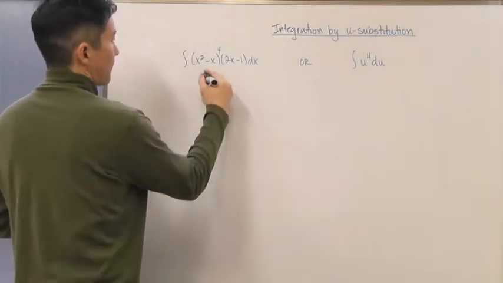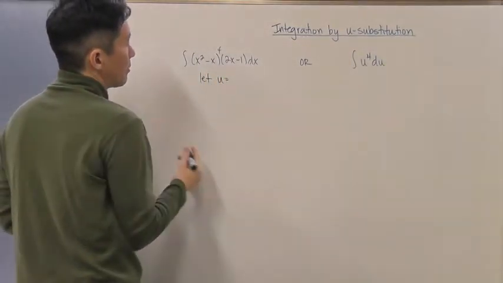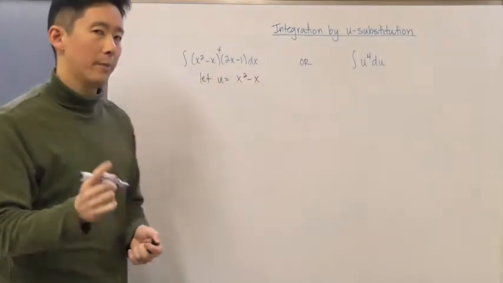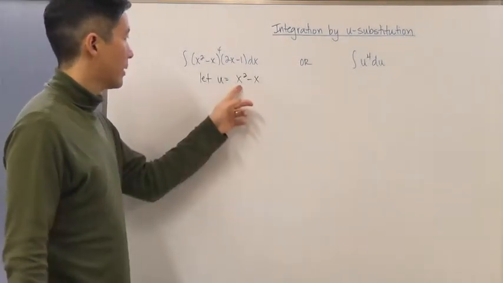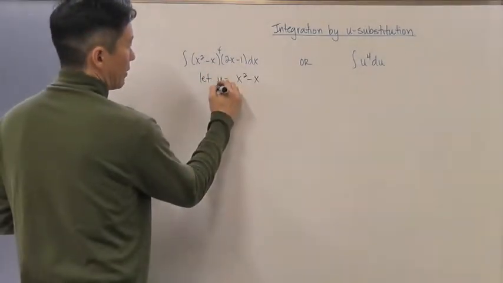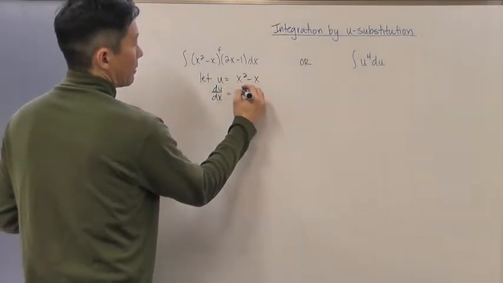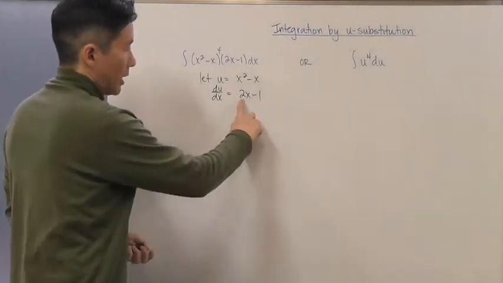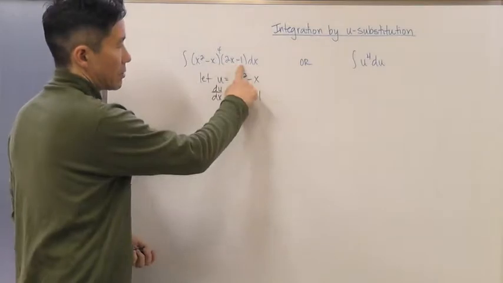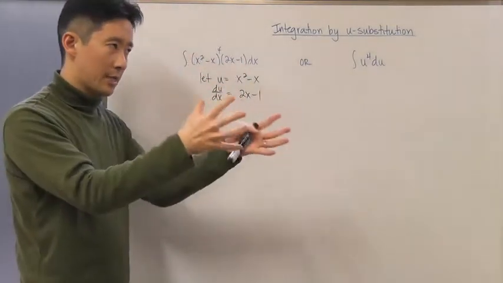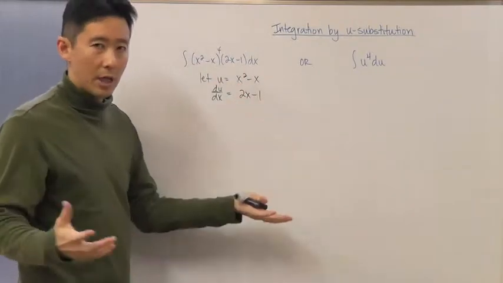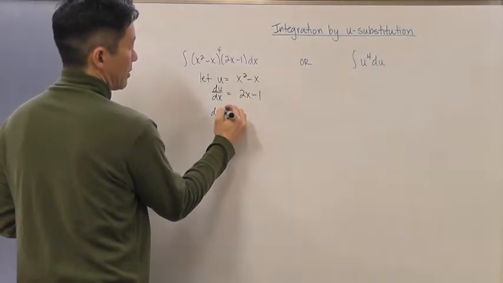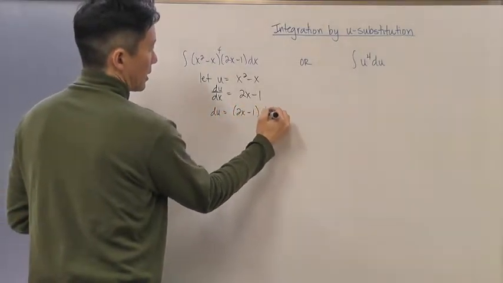So let's just go ahead and say that. Let u be equal to this part right over here, the x squared minus x. The reason why we let u be equal to the x squared minus x is because if I take the derivative of u with respect to x, I come up with 2x minus 1. Now it's important to notice that the 2x minus 1 and this 2x minus 1 is there. So the derivative of the inside of the composition of functions is actually a part of the integral. Now I'm going to just multiply both sides by d of x. So d of u is going to be equal to 2x minus 1 d of x.